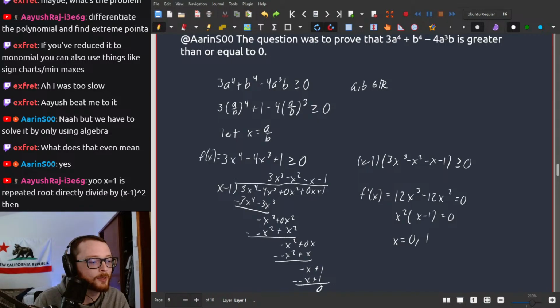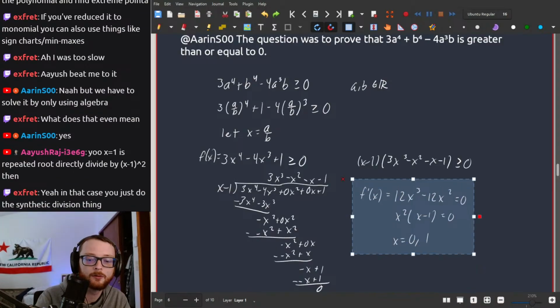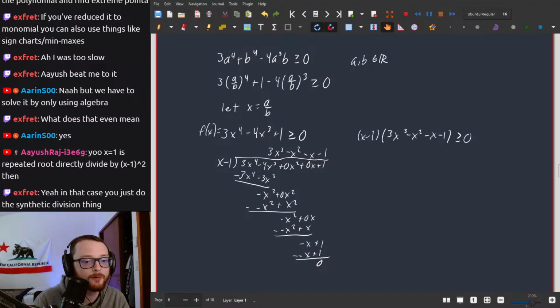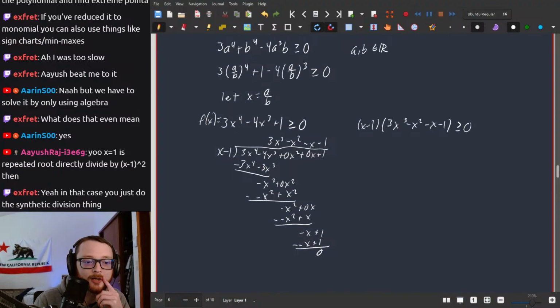It's a repeated root directly divided by x minus 1 squared. Ooh. It should be repeated, I agree. And actually, yeah, I guess... Okay, let's try that. I don't think I've ever divided by a quadratic. Maybe I have. I don't remember. I'm kind of curious to see what that would look like.